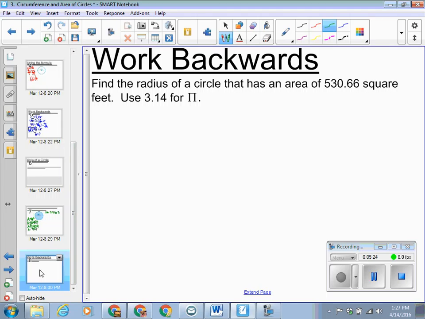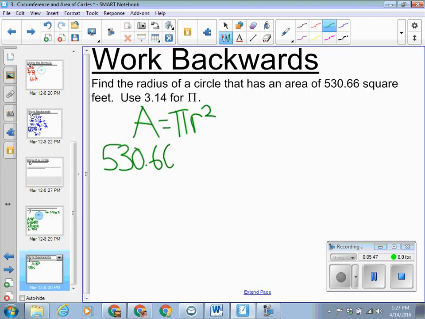Working backwards now. We're going to find the radius of a circle that has an area of 530.66 square feet. And we're going to use 3.14 for pi. So here's our formula. I put a 2 there for no good reason whatsoever. Area equals pi r squared. Sub in the area of 530.66 square feet. We're going to use 3.14 for pi times r squared.